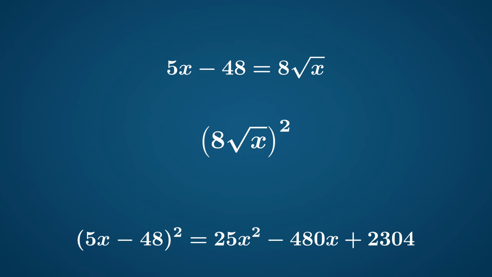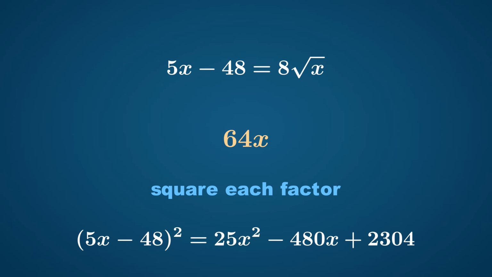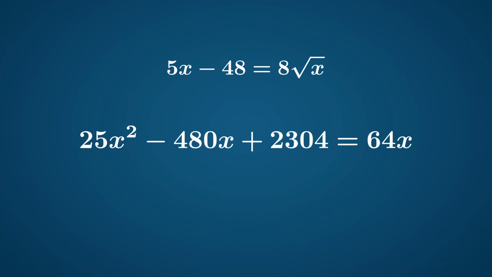On the right, we square 8 times the square root of x. Squaring a product squares each factor inside it. 8 squared is 64, and the radical squared is plain x. So the whole right side collapses down to just 64x. Now we have 25x squared, minus 480x, plus 2304 equals 64x.